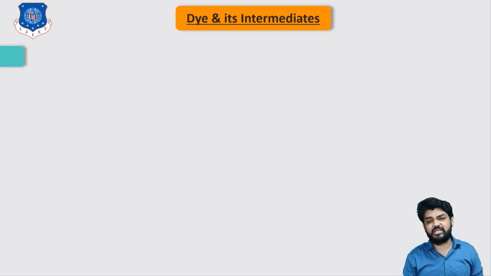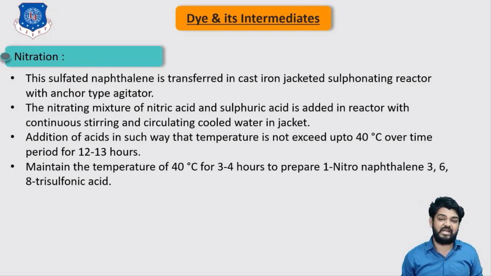Now after sulfonation, the next step that comes into the picture is the nitration, in which this sulfonated mass is transferred inside the cast iron jacketed vessel, or we can say the nitrating reactor, which also has an anchor type agitator. The nitrating mixed acid, that is concentrated sulfuric acid and nitric acid, is added inside the reactor, in which we are also passing cooling water throughout this jacket.